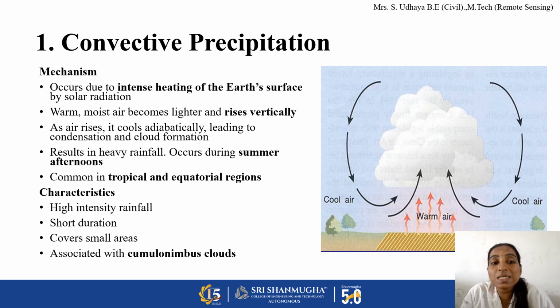Generally, it occurs during summer afternoons in association with lightning and thunder. Okay. So it is common in tropical and equatorial regions. It leads to high intensity rainfall, but it occurs generally during summer season. So it is short duration rainfall. It covers only a small area. It is associated with cumulus clouds.